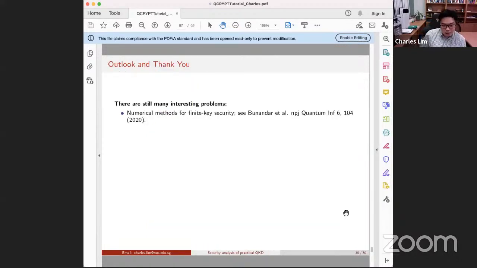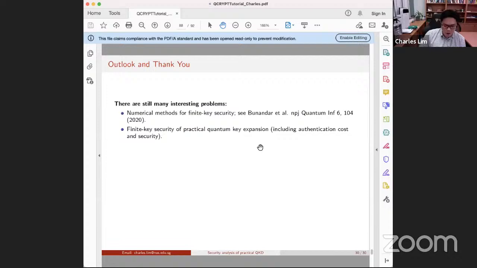Yeah, so to conclude, there are a few open problems that I will encourage the younger colleagues to look into. One is the numerical methods for finite key analysis. Before, people always looked at numerical methods that put a lower bound on the single-round entropy, and this is an asymptotic quantity. Would there be ways to directly evaluate the smooth min-entropy of a given protocol using numerical methods? There is some progress in this area. You should look at this paper listed here.